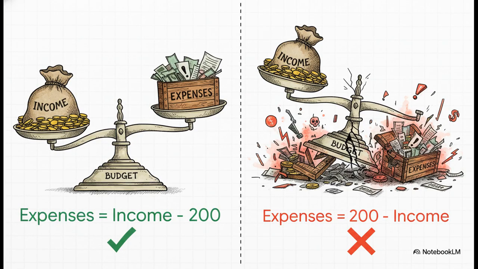So why do we even care about this? Well, let's talk about something real, like money. Imagine you're making a budget. If someone says, your expenses are $200 less than your income, the correct way to write that is expenses equals income minus 200. Now, if you get that backwards and write 200 minus income, you are going to make some pretty disastrous financial decisions. Getting the order right is actually fundamental to making sense of the world.